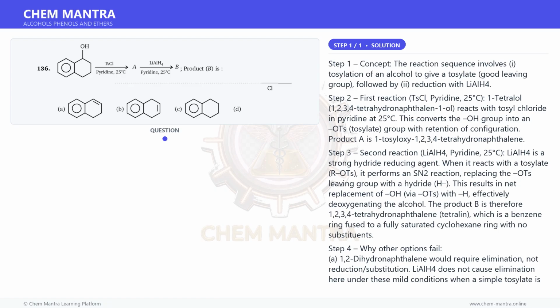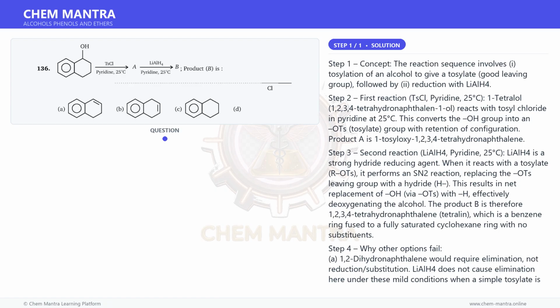Step 3, second reaction: LiAlH4, pyridine, 25 degrees Celsius. LiAlH4 is a strong hydride reducing agent. When it reacts with a tosylate, R-OTs, it performs an SN2 reaction, replacing the OTs leaving group with a hydride, H. This results in net replacement of O via OTs with H, effectively deoxygenating the alcohol.